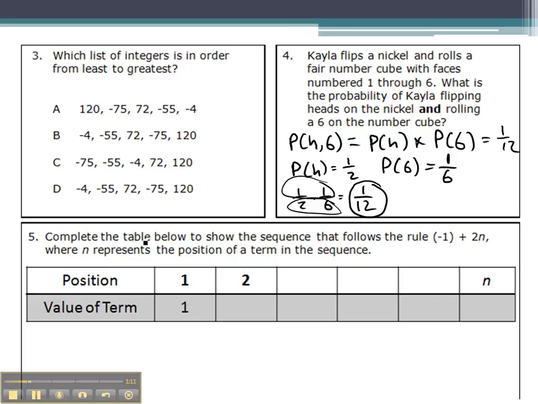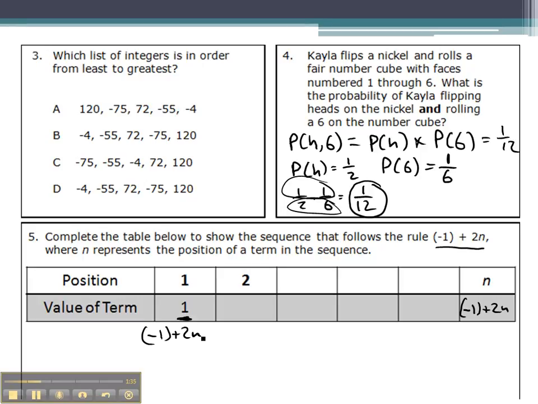Number 5 says complete the table below to show the sequence that follows the rule -1 plus 2n, where n represents the position of a term in the sequence. So for any n, the rule is -1 plus 2n. And we're going to use that rule. First, let's check this. They gave us one of them. Let's make sure they did that right.